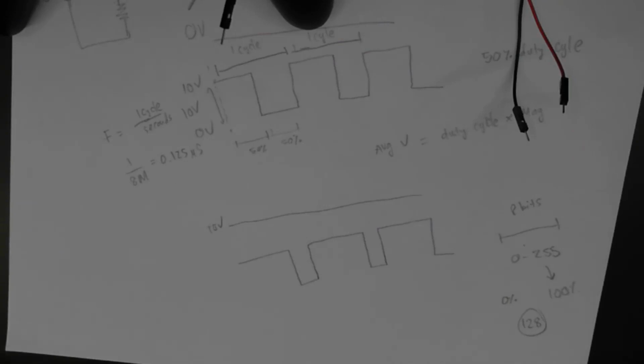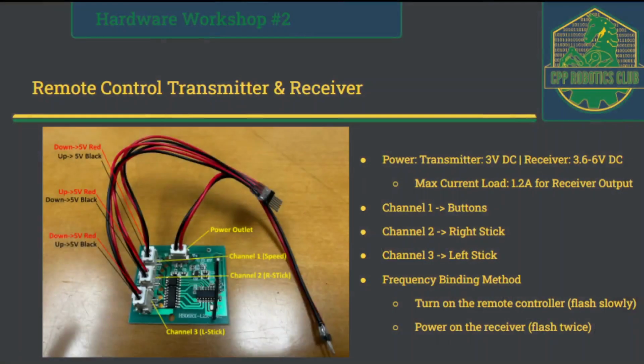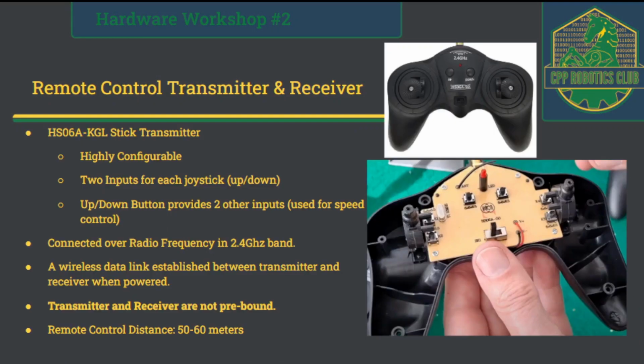Next, I would like to talk about the RC receiver. Our RC receiver is a very inexpensive and simple RC receiver and transmitter, called a HS06A transmitter and receiver, and it's very configurable and very simple.